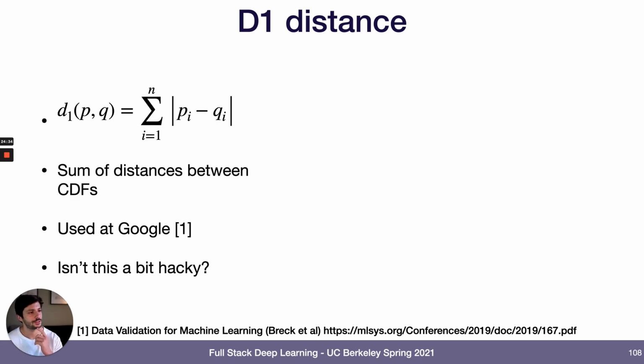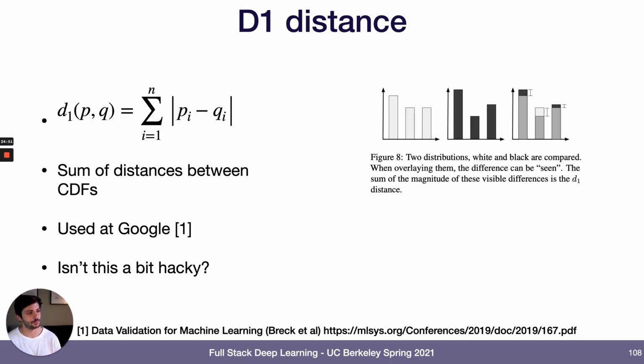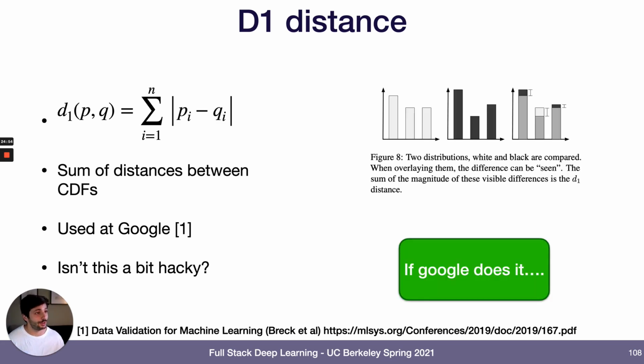My caveat with this is always, isn't this a little bit hacky? Are you just summing up the differences between the probability density functions? Why is that a meaningful distance? What's the justification for this? I don't really know. But it's really easy to interpret. This is what the interpretation looks like. And if Google does it, maybe it's not all that bad. So I think this is another good distance metric to look at for monitoring distribution change.